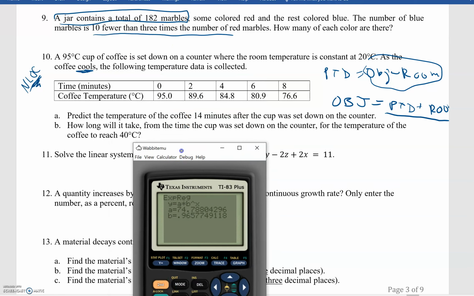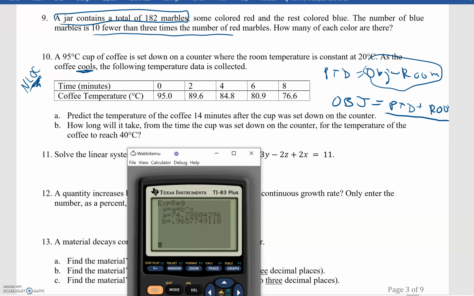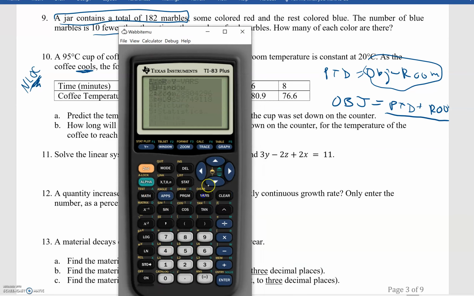So if you want to know the temperature after 14 minutes, we can just do vars, Y-vars, function, Y1 of 14. And we get 65 degrees, or 66 degrees, I guess, rounding to the nearest degree.